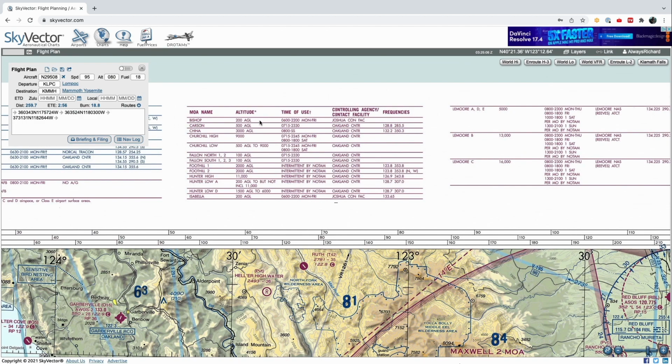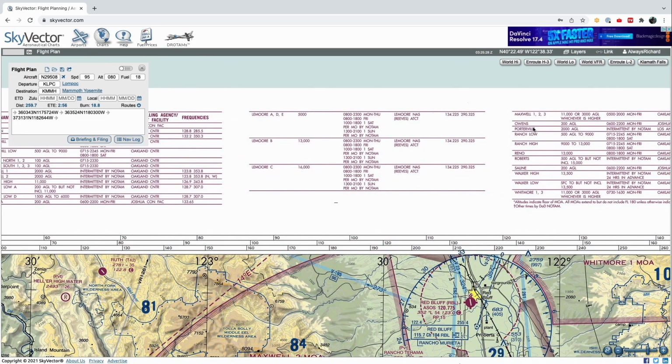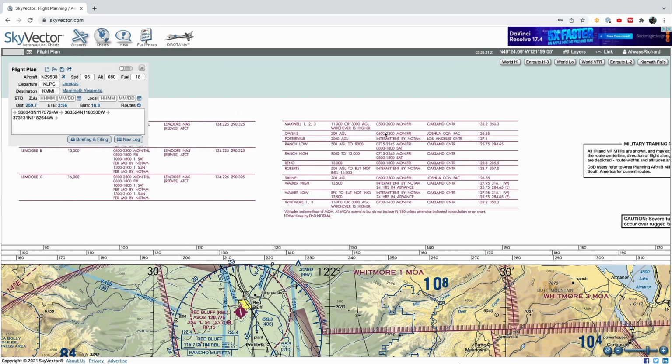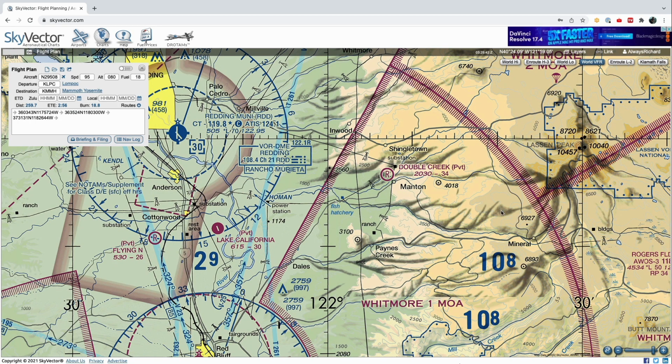So the Bishop is operational Monday through Friday from 6 to 2200. We have Isabella, same time, Monday through Friday. Then we have Owens, same thing here. And so that looks okay. We can go on the weekend. I don't know what day Trevor was flying, but if you did on the weekend, there would not be a problem with that.